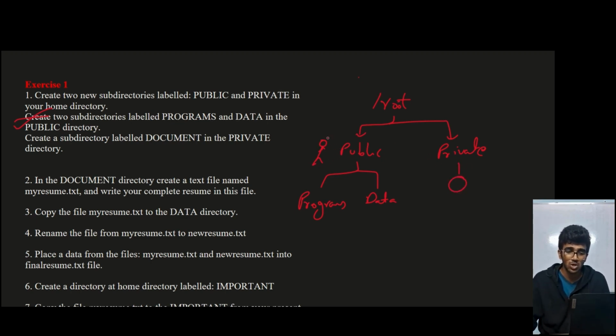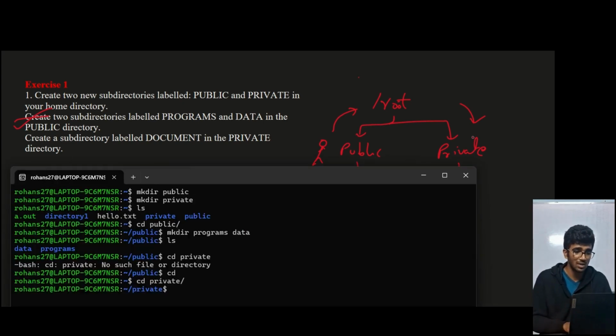You cannot jump the tree; you have to move up one step and then move down. So you move to the root directly. In this case, you type cd and enter, and wherever you are, you will move to the root. Then you can access private: cd private, and we are inside private.